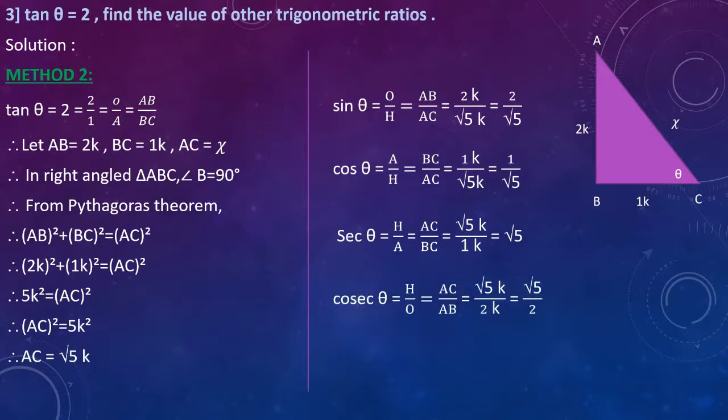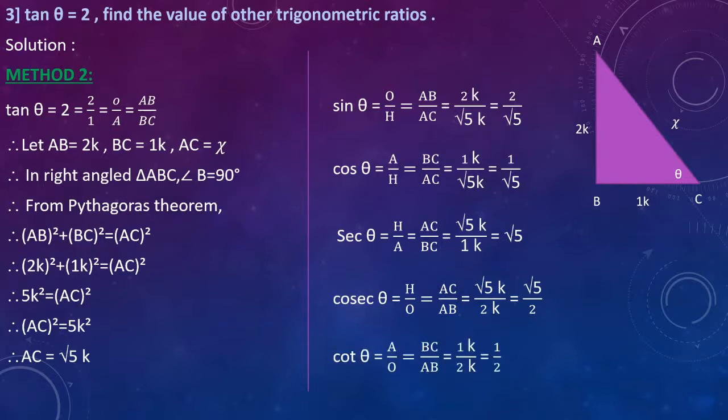Now next is the cosec theta. Cosec theta is the multiplicative inverse of sine theta, which is equal to hypotenuse upon opposite. Now the hypotenuse side for cosec theta is AC and the opposite side is AB. The value of AC is root 5K and the value of AB is 2K. So again K and K in the numerator and denominator will get cancelled and we get root 5 upon 2. So therefore the value of cosec theta is root 5 upon 2.